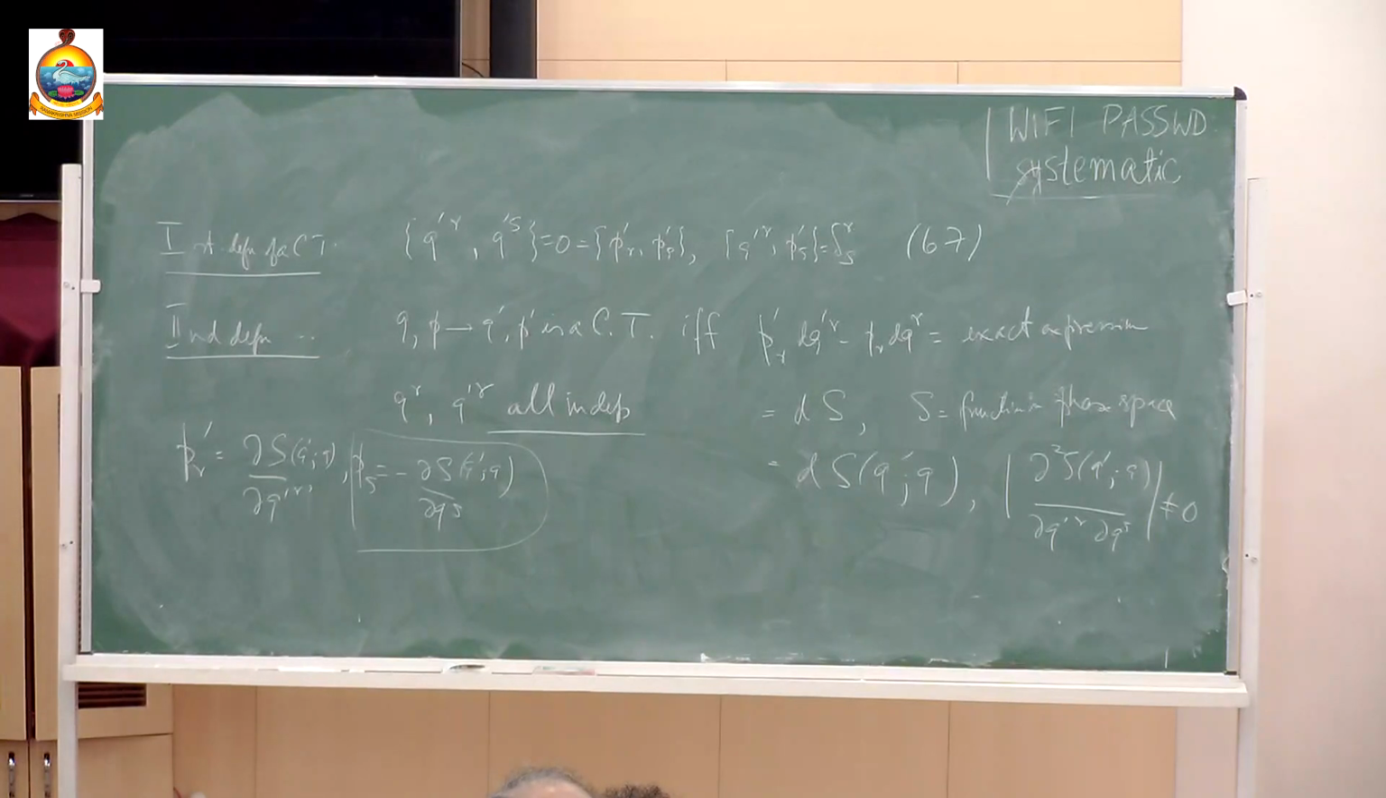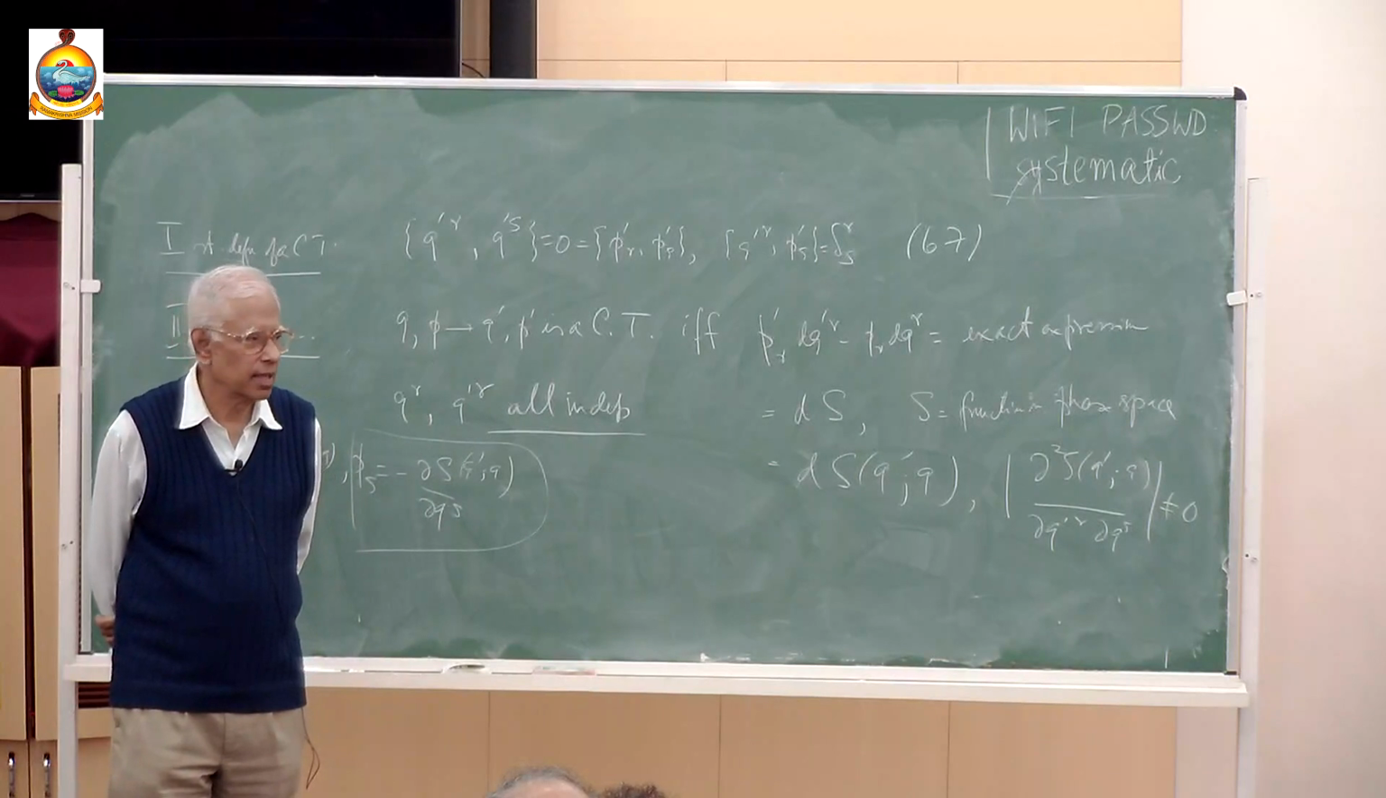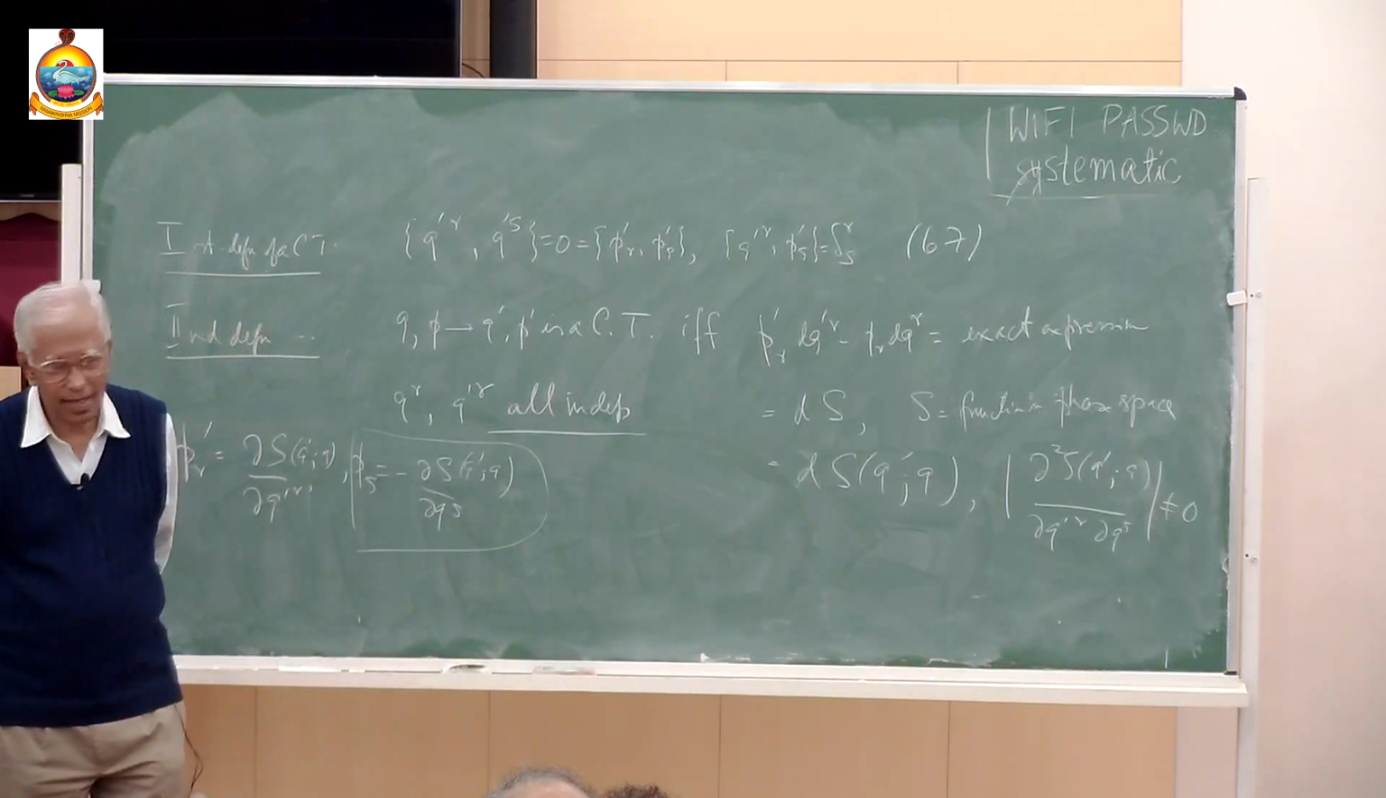Then these equations give you an allowed canonical transformation. Okay? All right, this is clear.